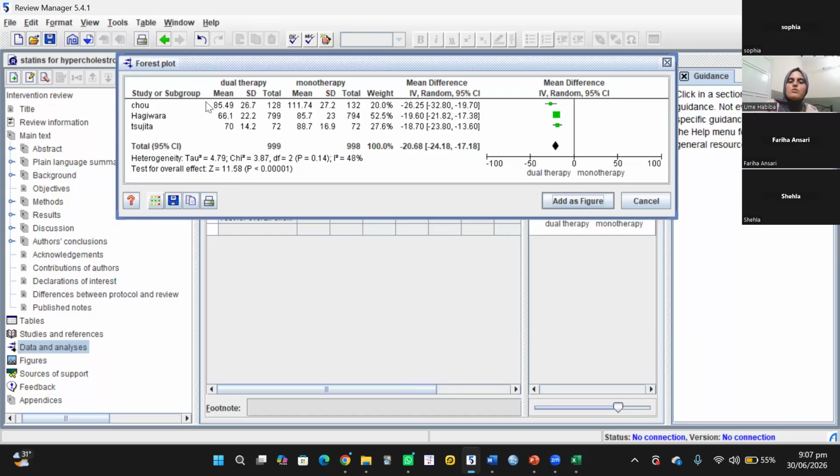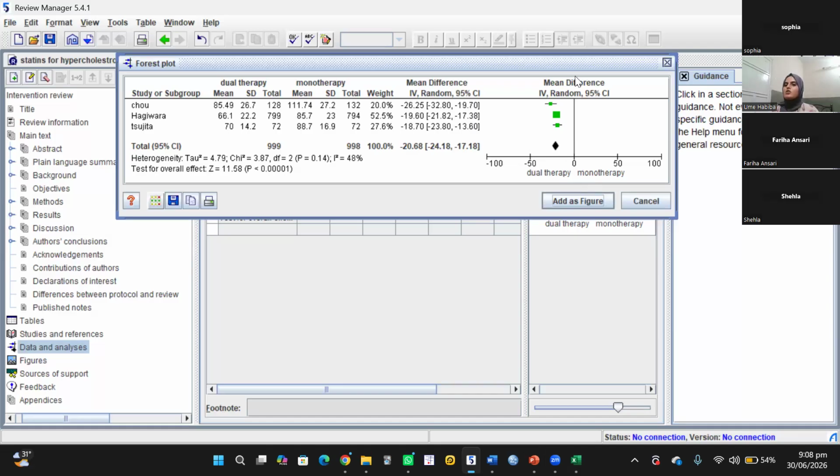Now, all of these numerical data is also given in the form of a graph that is called your forest plot, right? So you see this, the square boxes, green ones, each of them is your study. The larger the box, it means the greater weightage your study has, which in our case is study number 2. The diamond is the overall combined effect of all these three studies, right? If the diamond is towards the left side, it means it's supporting dual therapy. If it's on the right side, it's supporting monotherapy.